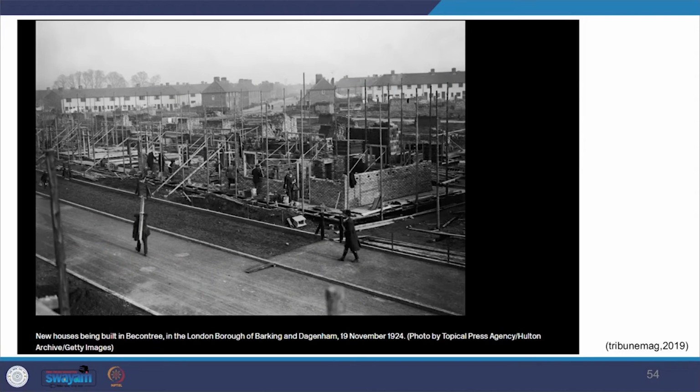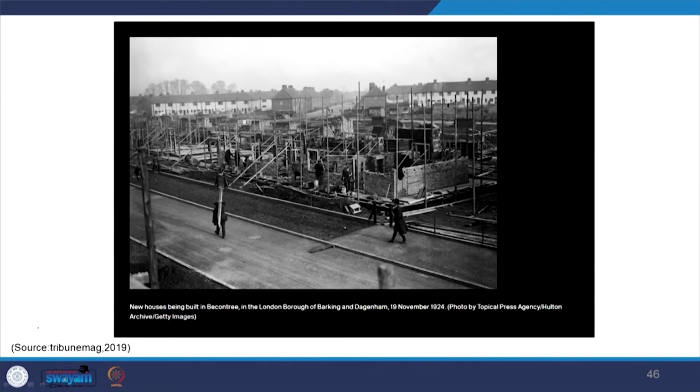We further see that in 1918, the Addison Housing Act came in. Through this act, construction of 5 lakh new homes was planned. However, only around 2 lakhs could be completed. If you see, it's almost 100 years now. The Addison Act made working class housing a responsibility of the state and paved the way for the construction of hundreds of thousands of council homes.